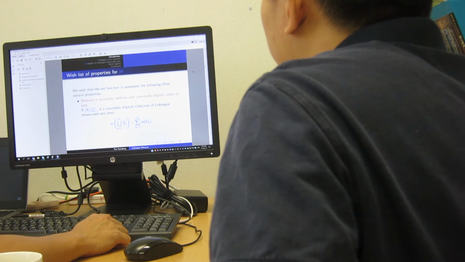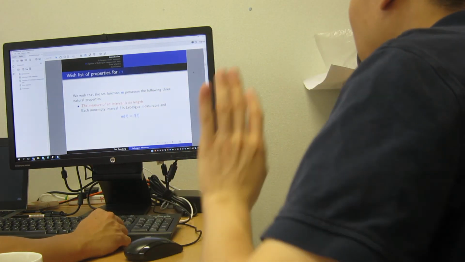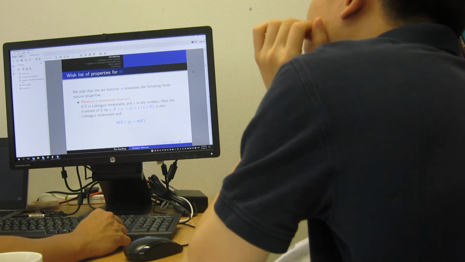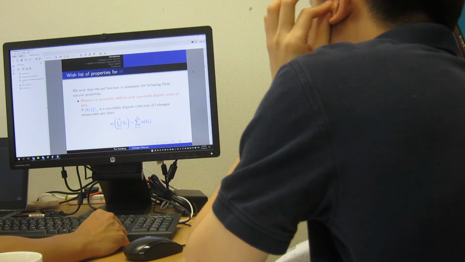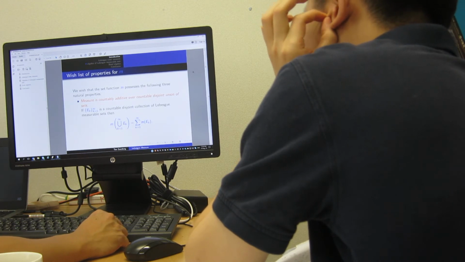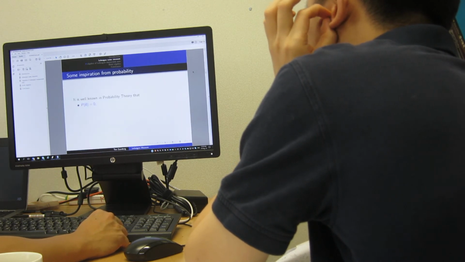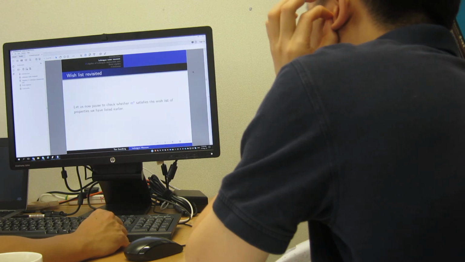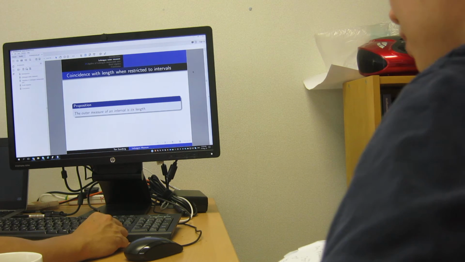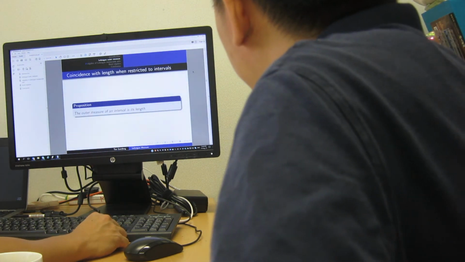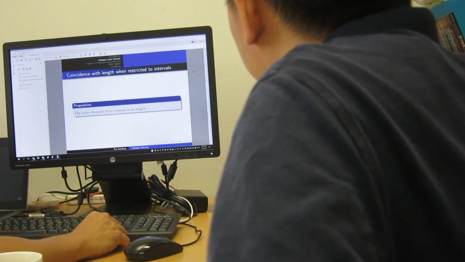Let's recall the 3 wish lists: number 1, the measure of an interval should be its length; number 2, measure should be translation invariant; number 3, measure should be countably additive over a countable disjoint union of sets. So let us now start with the first one. It turns out that there is coincidence with the length when restricted to intervals. That is to say that the outer measure of an interval is indeed its length. This is very good news.